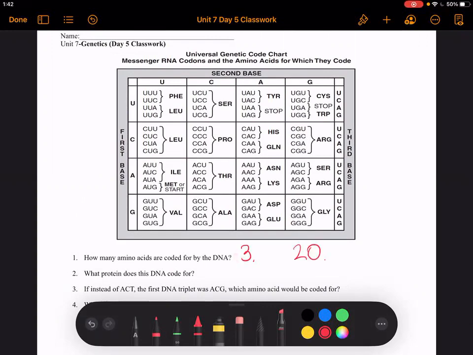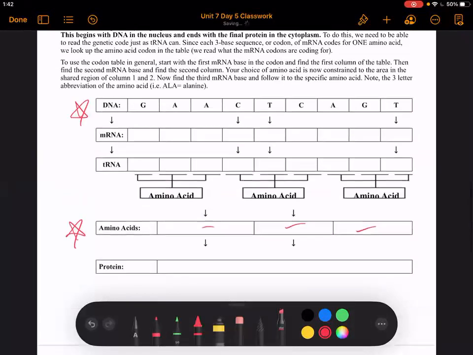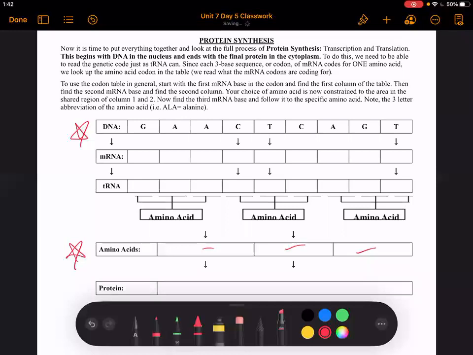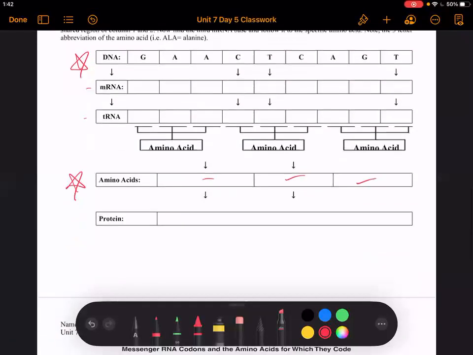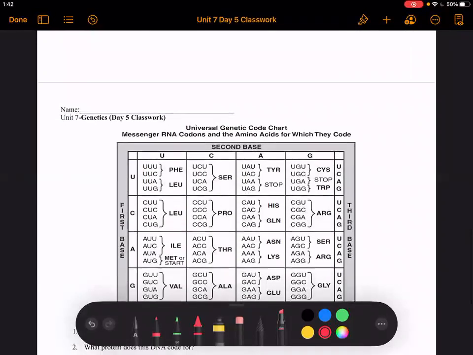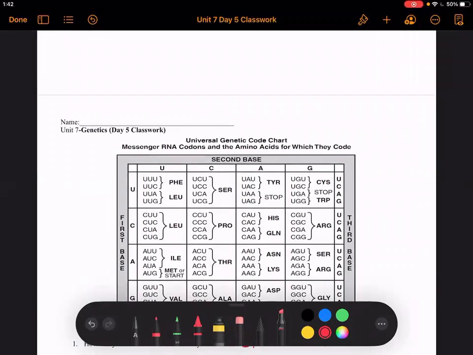All right, number 2, what protein does this code for? So if you followed all these instructions correctly and you found your mRNA sequence, found your tRNA anticodon sequence, you should have used this amino acid chart to find the amino acids that were coded for. Now, one specific thing I do want to note is that whenever you're using this chart, you're going to use the mRNA codons and not the tRNA codons.